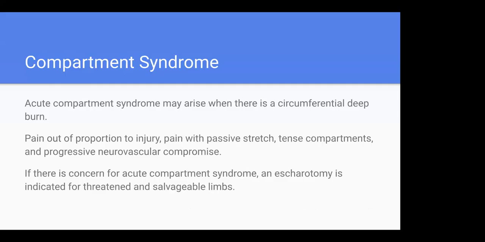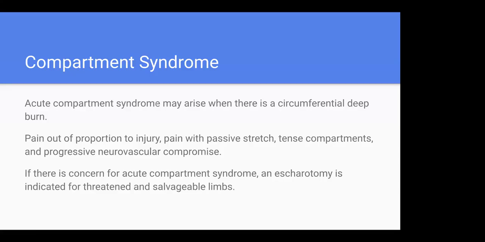Acute compartment syndrome is something we really need to worry about in patients with extensive burns, especially if they have a circumferential burn. Circumferential burns means that the burn encompasses all the way around. So this could occur on an extremity where the burn wraps all the way around, like the lower leg or the arm. It can also occur on the chest and abdomen, and it can restrict how someone's able to breathe. It can make you at risk for abdominal compartment syndrome.